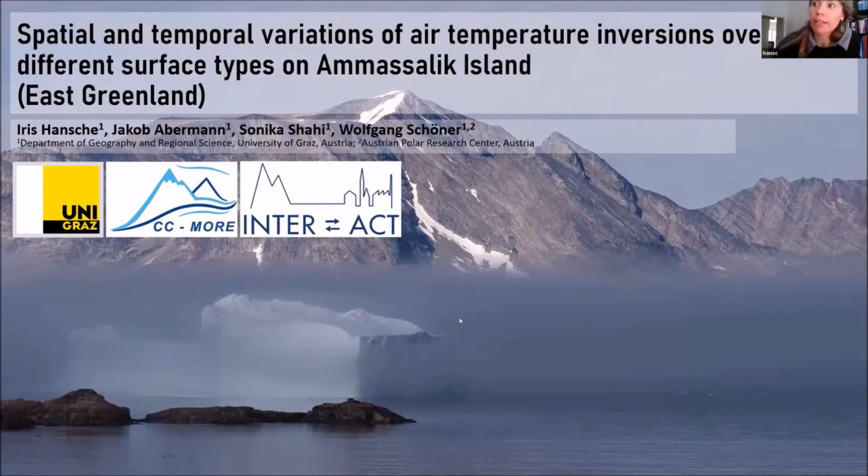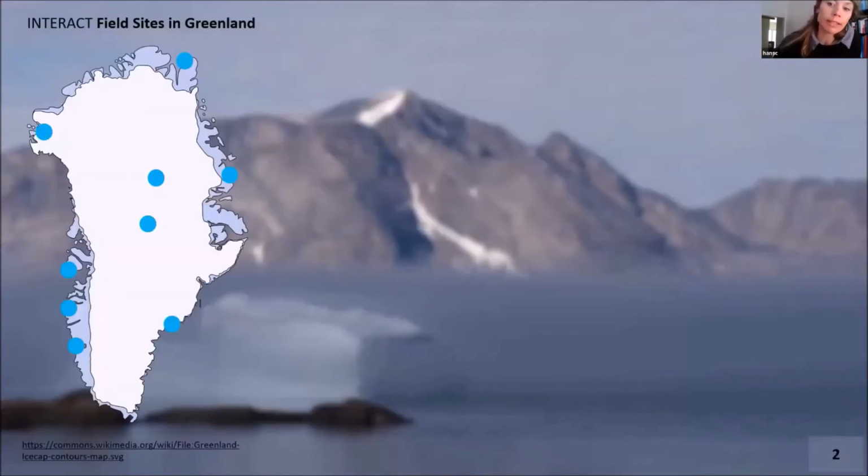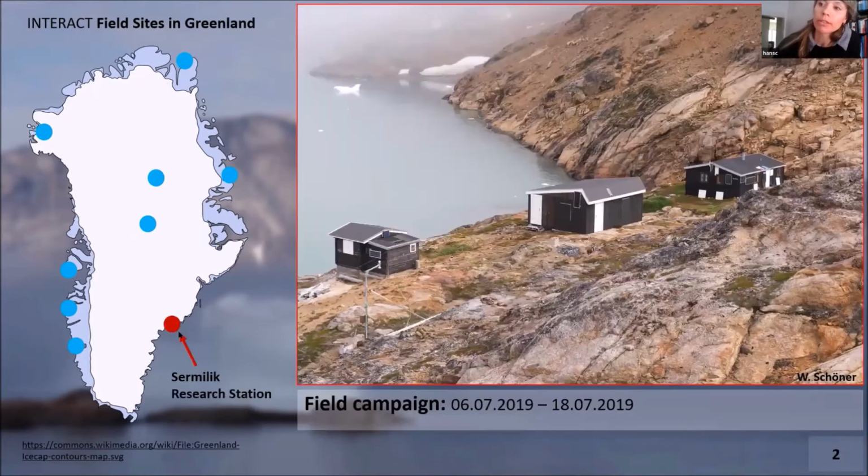First, I would like to introduce the Interact station where we conducted this study. Here on the left side, you can see an overview of the Interact field sites in Greenland. And here at the red dot is the station where we conducted our study, so at the Sermelik station. And this is the place where we spent approximately 14 days, and where we collected heaps of data.